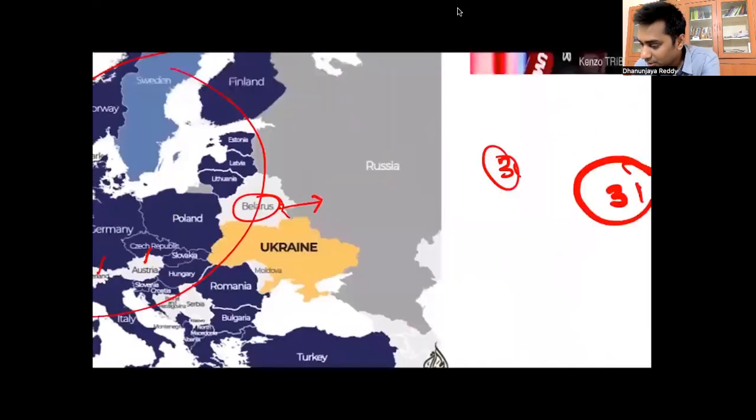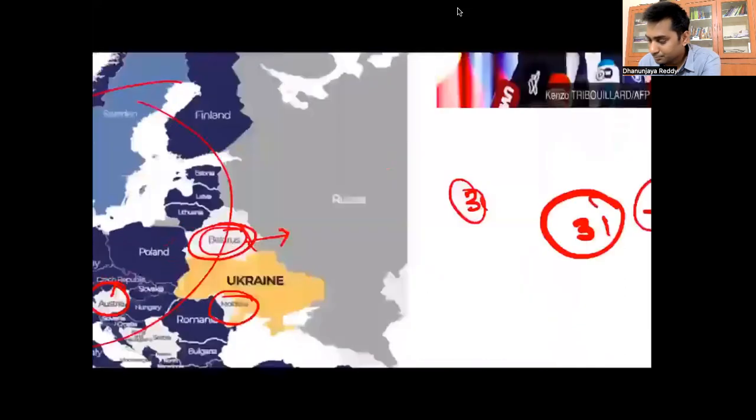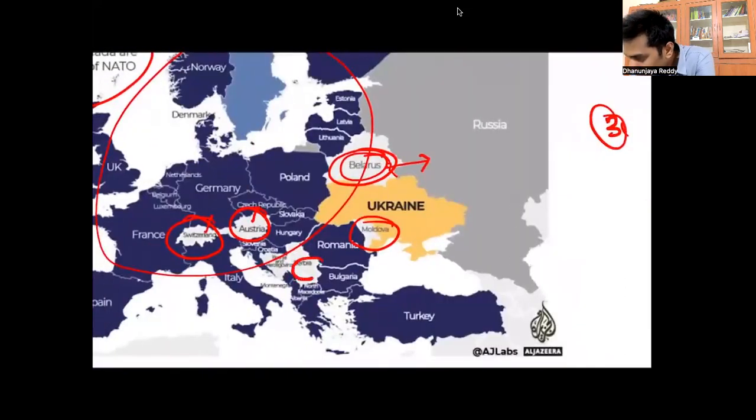There is one country here called Moldova. Moldova is not a part of this. So Belarus, Switzerland, Austria, Moldova, and then you have one country here, Serbia, and there is one small country here, Bosnia and Herzegovina. So Serbia, Austria, Switzerland, Moldova, Belarus are not members. Now the one that you are seeing here, this is Russia's extended territory.